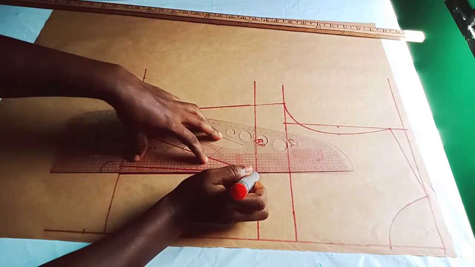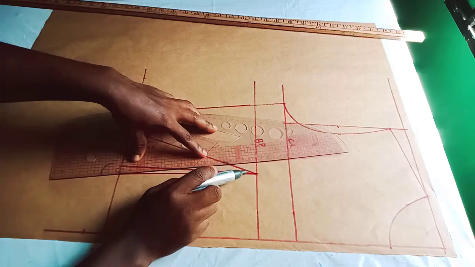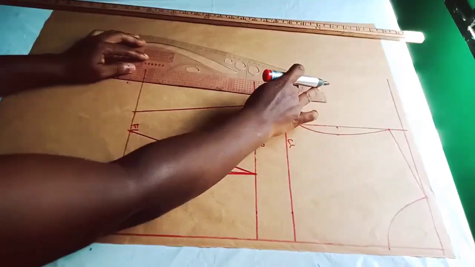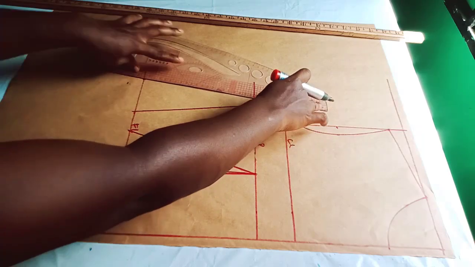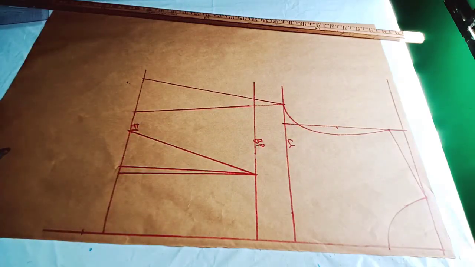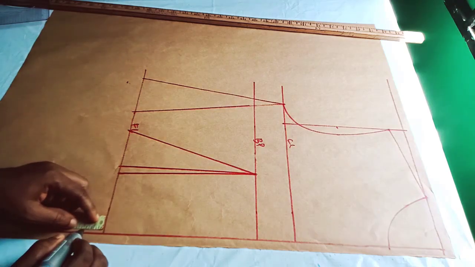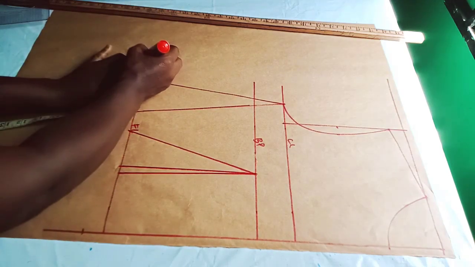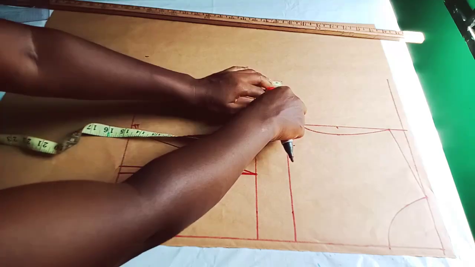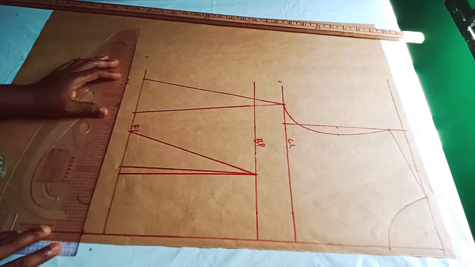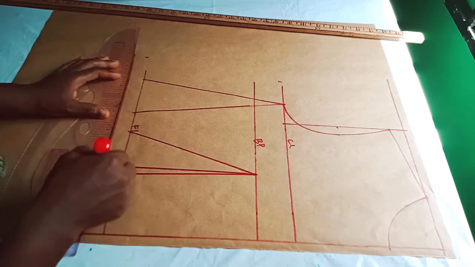For the classic princess style line, we're not going to come down by 1 inch. We're just going to connect here. Then add our sewing seam allowance, 1 inch here, 1 inch here, 2 inches at the side, 2 inches here. Then we'll connect them.